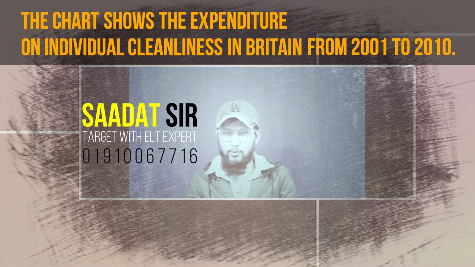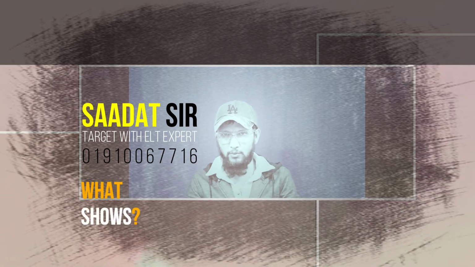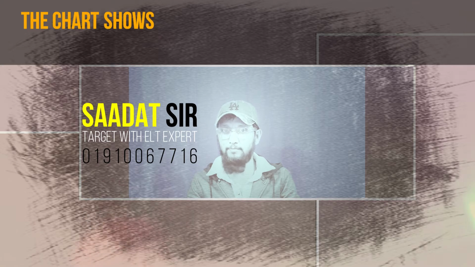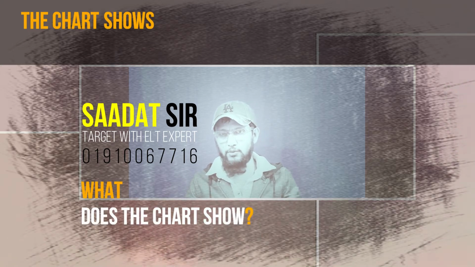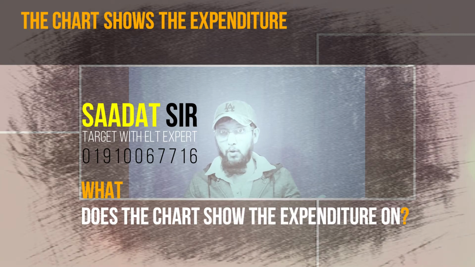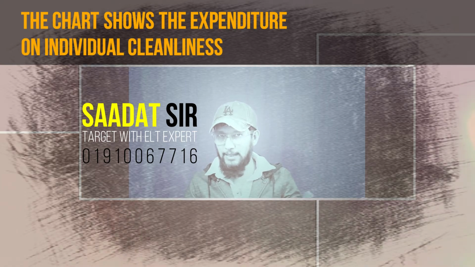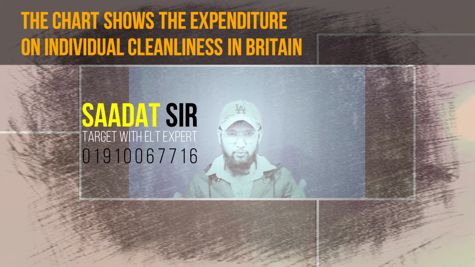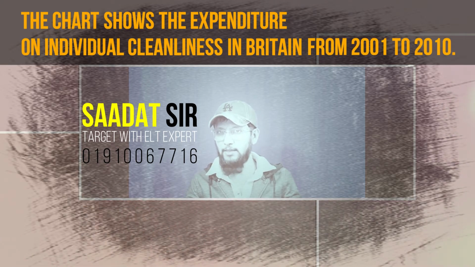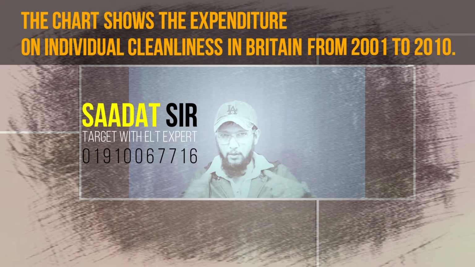So let's analyze the question even further. What shows? The answer is the chart shows. The chart does what? The chart shows. And the chart shows what? The expenditure. The expenditure on what? Individual cleanliness. Where? In Britain. And when? From 2001 to 2010. You see, there's a lot of information there. It has answered a number of WH questions like where, when, what and stuff like that.